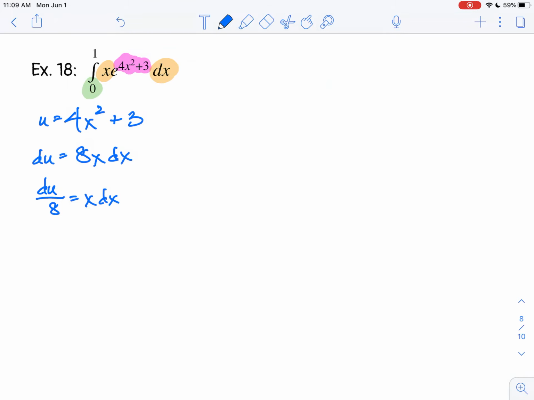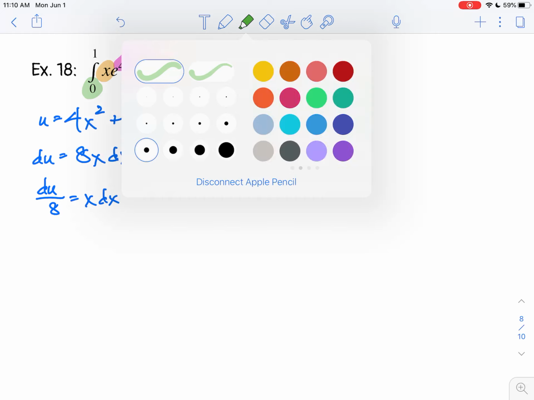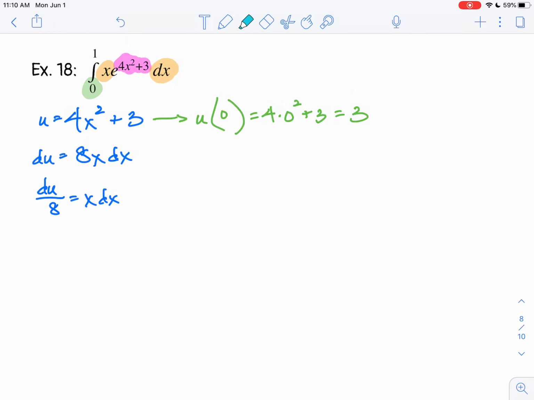So my bottom bound is 0. So we're going to plug 0 into my u equation. And I get 4 times 0 squared plus 3, which gives me 3. Now let's take a look at the top bound of 1. I'm going to plug 1 into my u equation and get 4 times 1 squared plus 3, or 4 plus 3, and a top bound of 7.